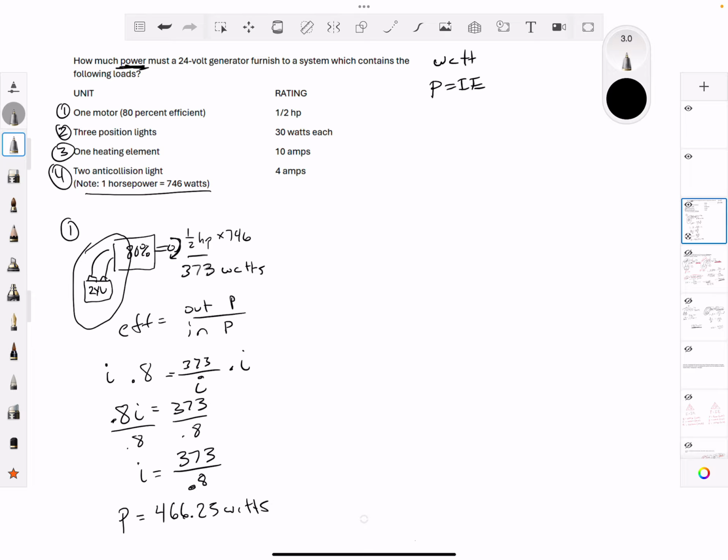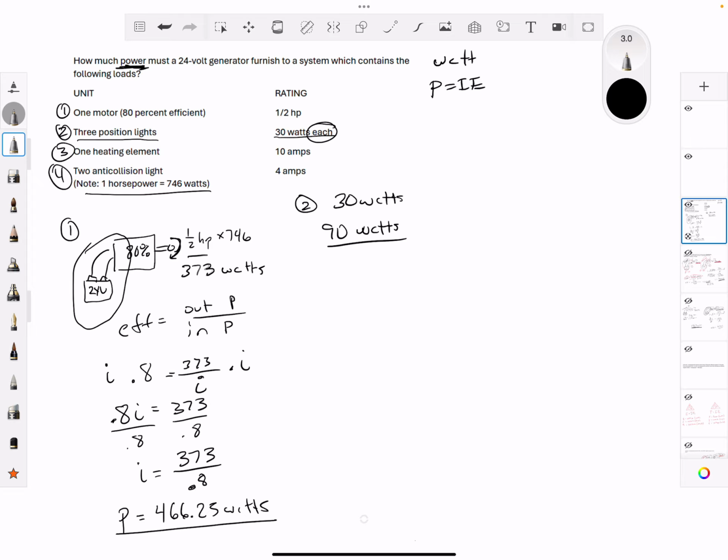So let's go to load number 2. Load 2 is 3 position lights and they're 30 watts each. When I read 30 watts each, I should think, that's easy, because they already gave me the power of the lights. So I have 30 watts, but that's only for one light because it said each. I have 3 of them, therefore I will have a total of 90 watts. So we have 90 watts so far, 466 watts.